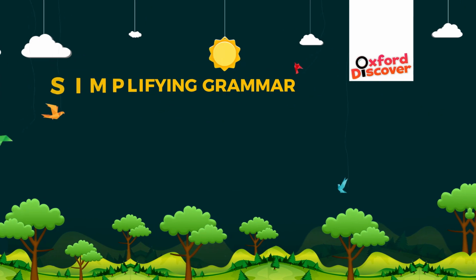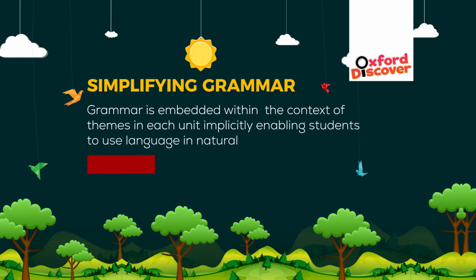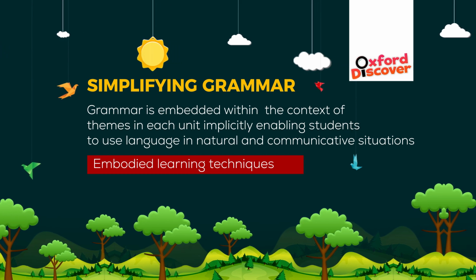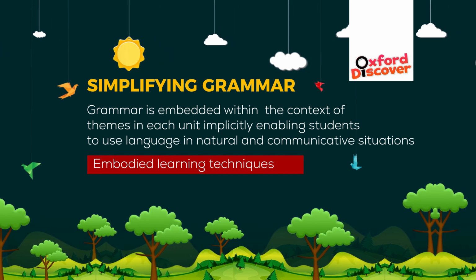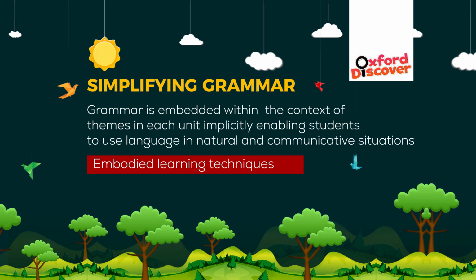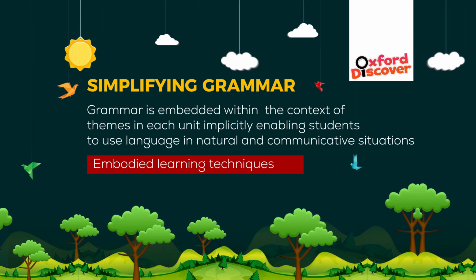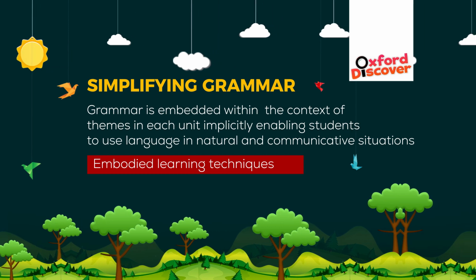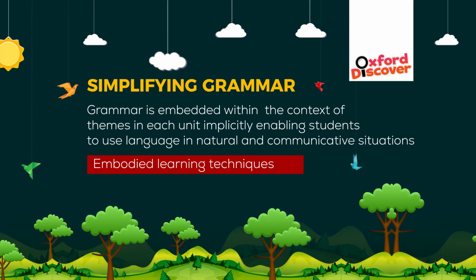Grammar is taught in a simplified way. It's embedded within the context of themes in each unit implicitly, enabling students to use language in natural and communicative ways. And embodied learning techniques can be used to teach grammar and parts of speech, or could be used for punctuation and prepositions, where students can have teachers.